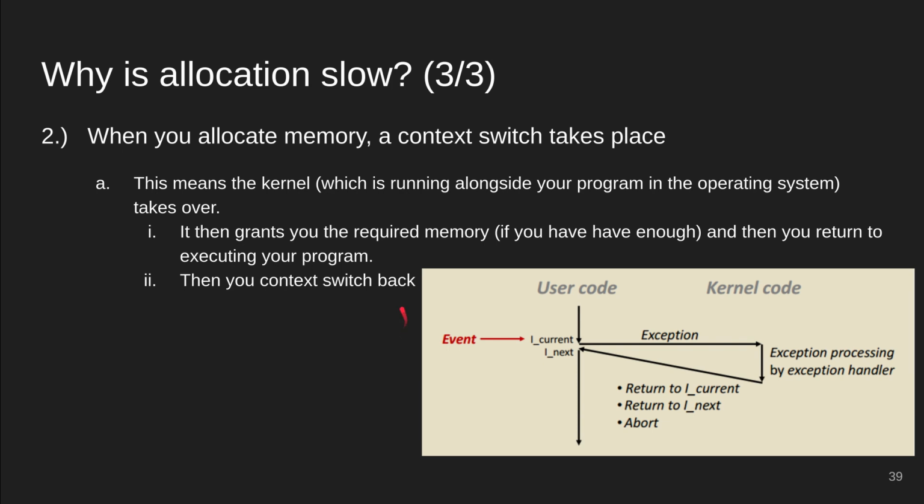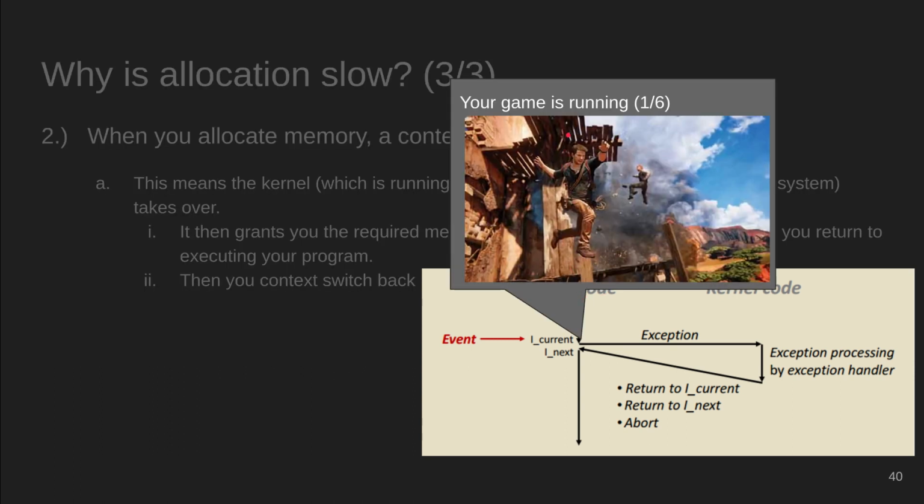But the second reason allocation's slow is, a context switch has to take place. So again, a review of systems: you're running your program in user code, and then the kernel, or whatever operating system you're running on, whether it's a PlayStation or a PC, takes over, because you make a system call every time you allocate memory. So that causes a context switch, so your game's running.